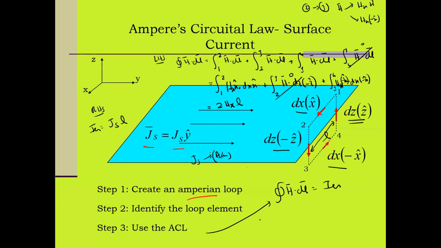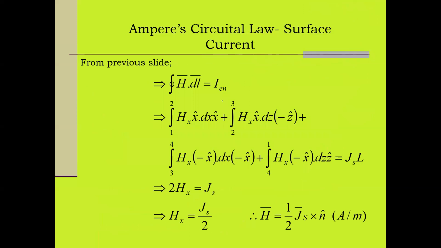Now we have the results for the left-hand side, which is 2Hx L, and the right-hand side, which is Js multiplied by L. We can equate these left and right terms, and we have these equations. If I rewrite it for you, from the previous slide we have 2Hx L equals Js L. So L can be cancelled out, and we then have Hx equals Js divided by 2, which is given down here.